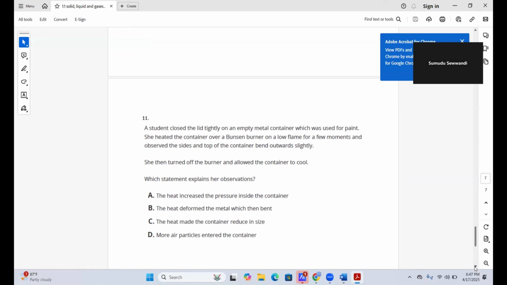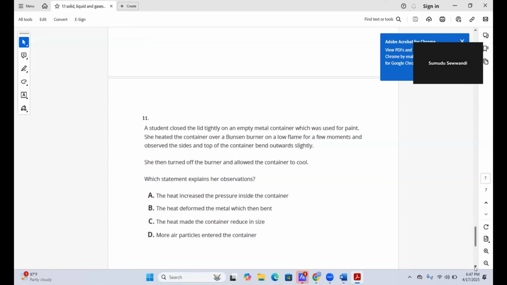Let's analyze the situation and each statement. Heating the container. Heating the air inside the container increases the kinetic energy of the particles. This increased kinetic energy caused the particles to move faster and collide with the container walls more frequently and with greater force. This increased force results in an increase in pressure inside the container.